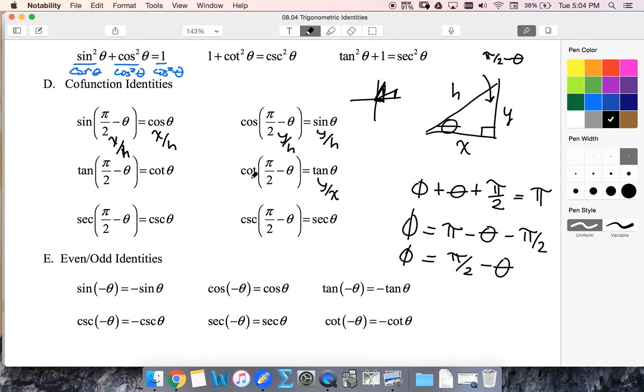Cotan, remember, where tangent is opposite over adjacent, cotangent is adjacent over opposite. So adjacent over opposite. All of those are true. I'm going to make a separate video for even-odds.